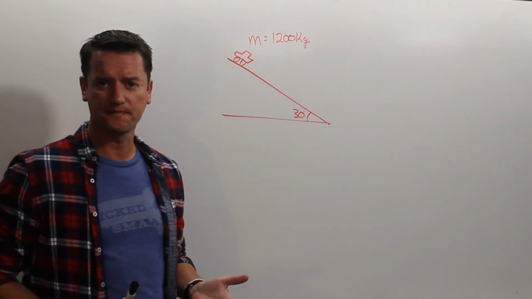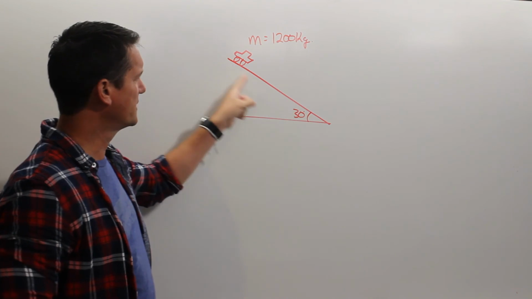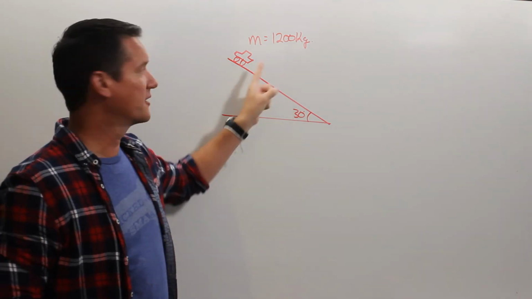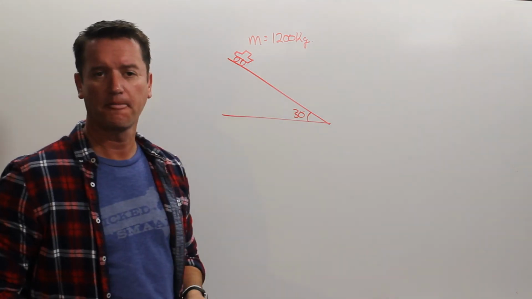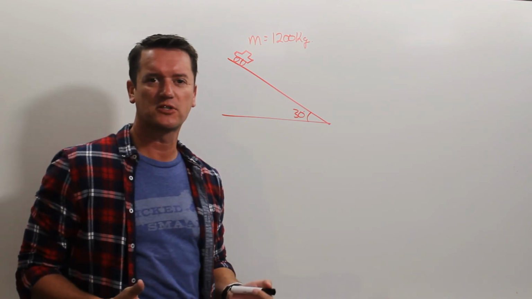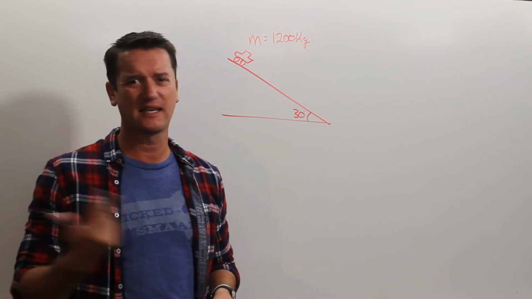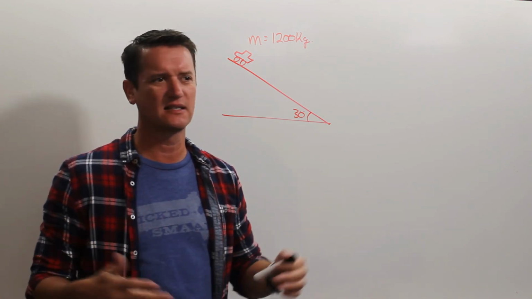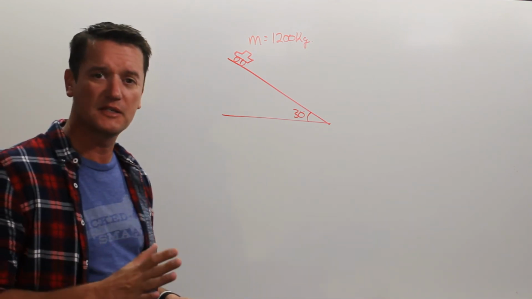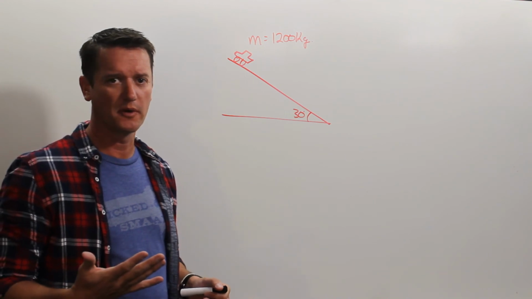So here's the situation. I've got a car that's going down a 30-degree incline. The car has a mass of 1,200 kilograms. We're going to try to solve for the acceleration of the car down the incline. Once we find the acceleration, we can do all kinds of kinematic stuff if we want to find velocities or times or any of that stuff. But at least we'll get an acceleration so we'll know where we're going.